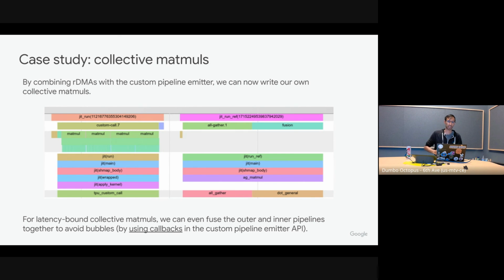And that's basically what you would like to do if you have really latency bound collective matmuls where this bubble time is non-trivial. So the idea here is that in these latency bound ones, you can do even better because you have this additional opportunity to hide memory copying.